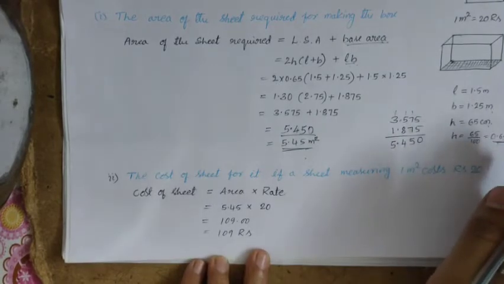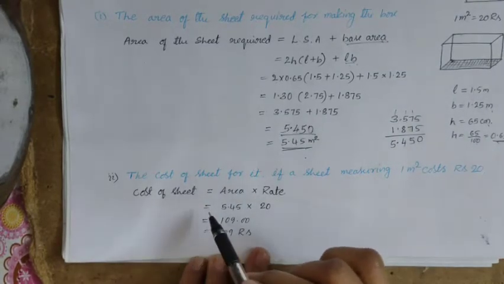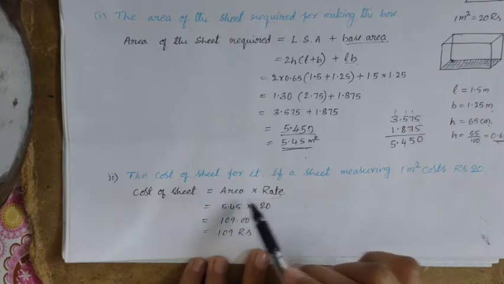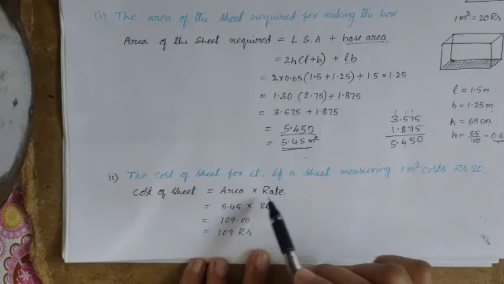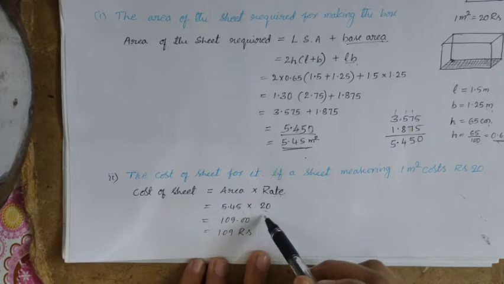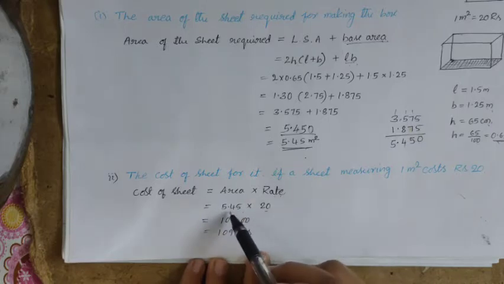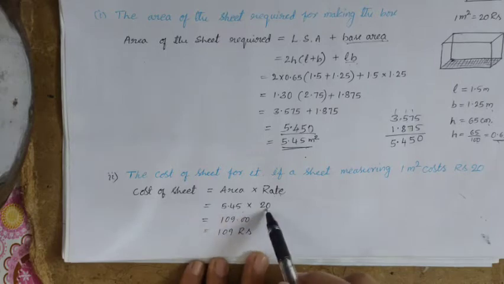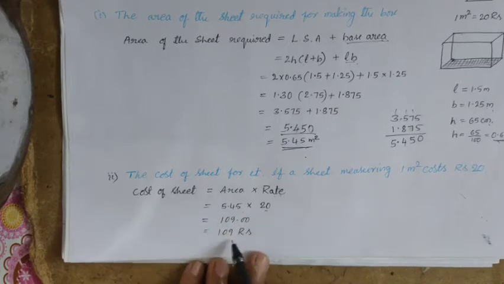Yes. So now we have to find the cost of the sheet. The cost of the sheet is equal to area into rate. The area is 5.45 and the rate is 20 rupees, as given. So multiply. For 1 meter square the rate is 20 rupees, so for 5.45 meter square, we multiply by 20. We get 109 rupees.